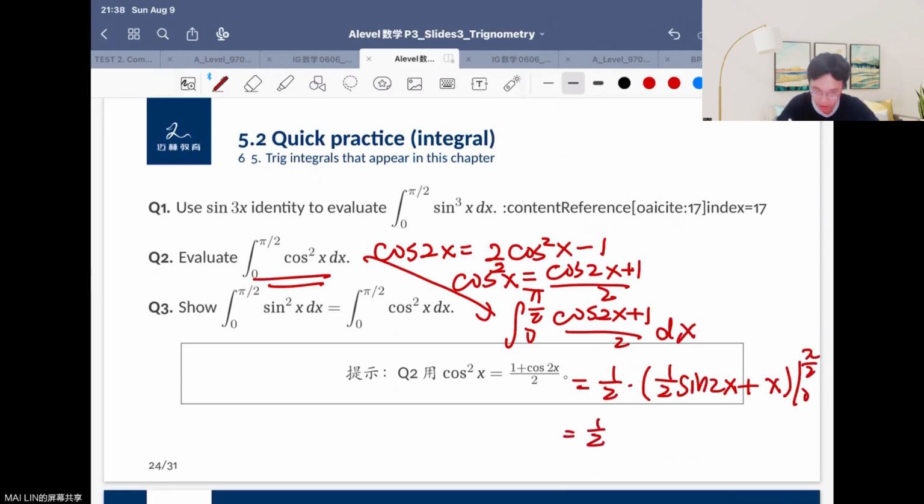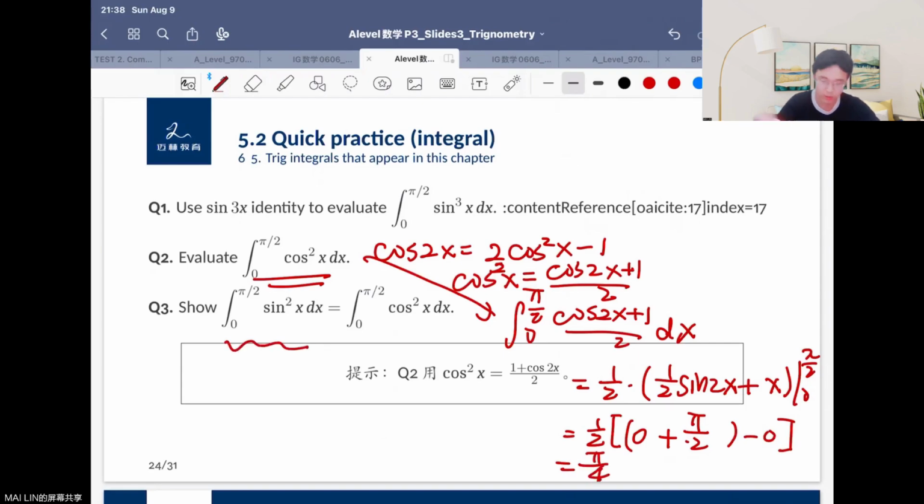Then you can put the values into it. That is a half times, with pi over 2 put in, a half sine pi which is 0, plus pi over 2, and then minus 0. So the value here is pi over 4.